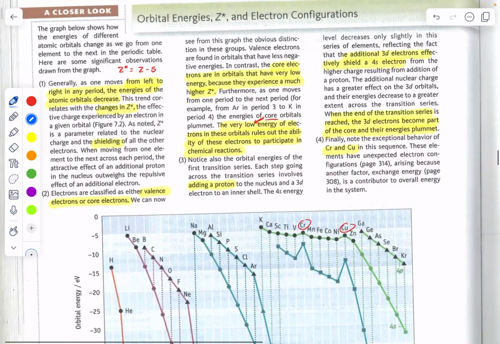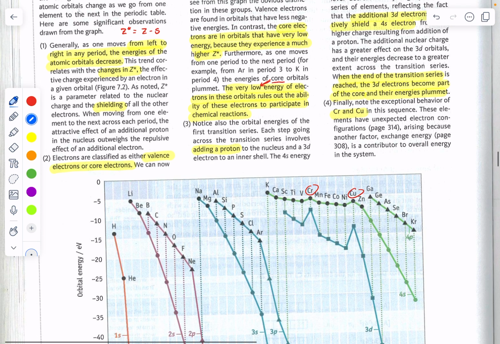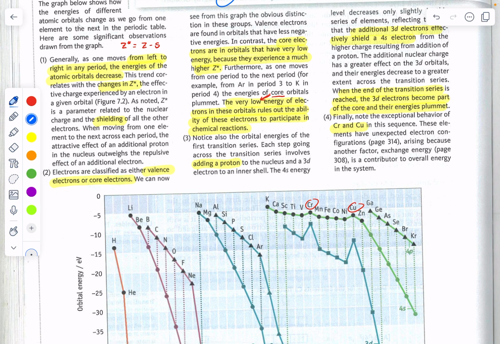And finally, this all relates back to the idea of Z star. And this is the apparent charge that an electron is going to experience from the nucleus. And that is because you have all those core electrons that are between the valence electron and the nucleus. And they shield the valence electron from the central charge.